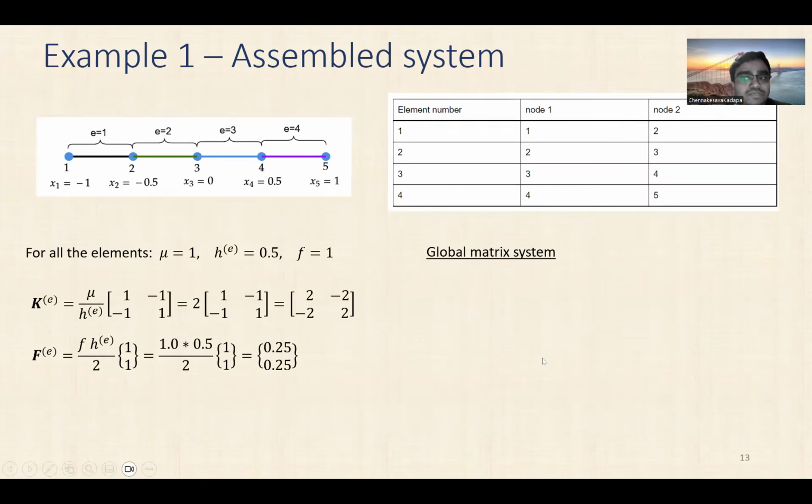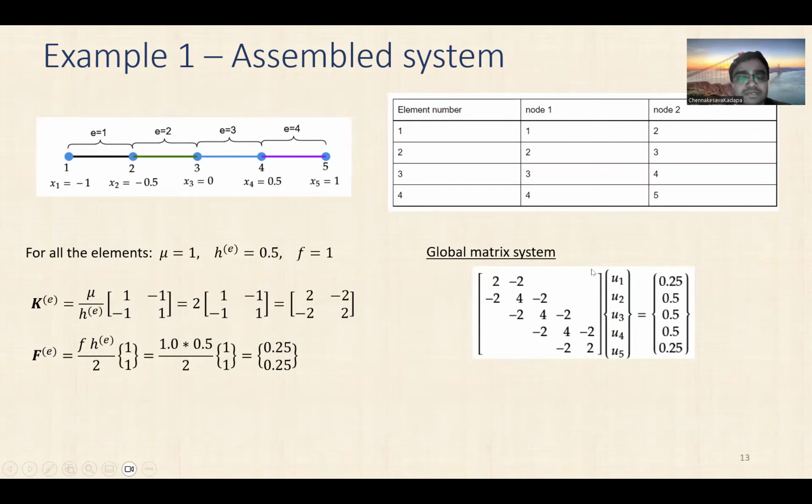Once we assemble the element stiffness matrices for all the elements, this is the global stiffness matrix we get. As you notice, on the diagonal, except for the first and last entries, there is 4. Each diagonal gets two values, one from the left element and one from the right element, so 2 plus 2 is 4. Since we have a mesh of uniform element size, the values are the same.